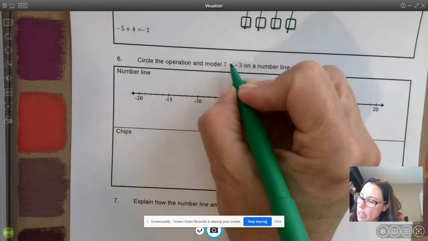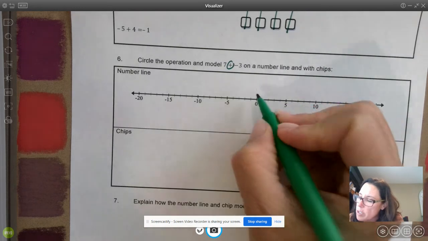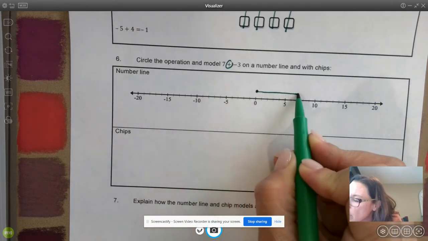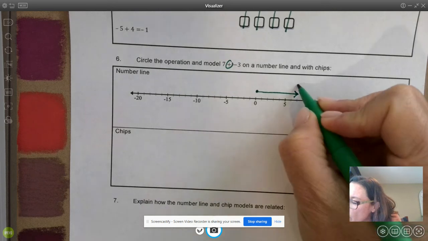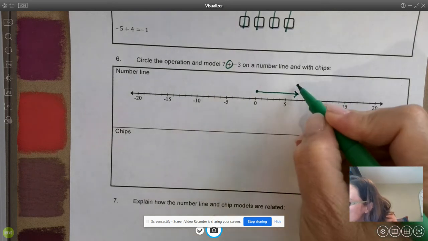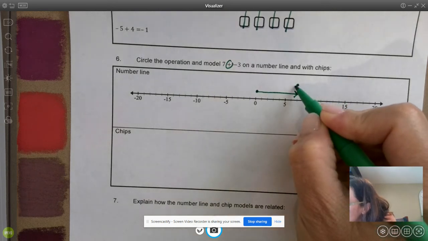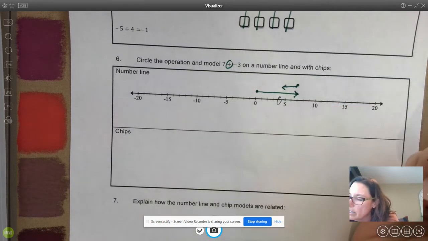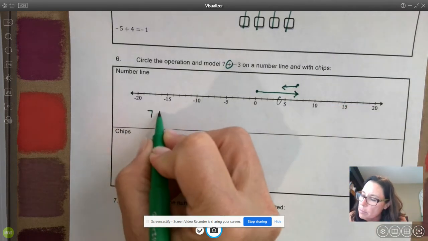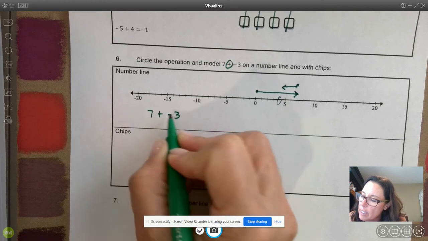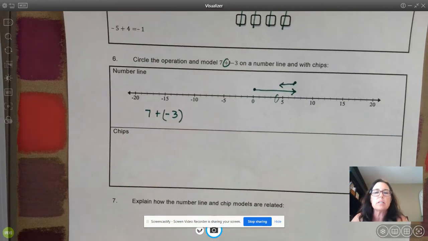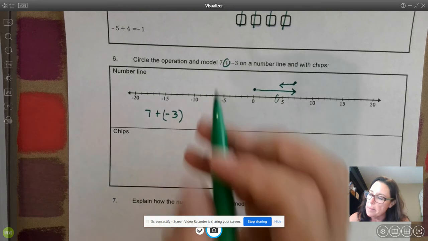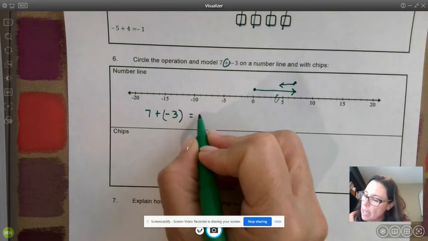All right, so we're adding on a number line. That means we start at 0. We're going to go 7 to the right, and then we're going to go 3 to the left. Okay, I'm landing at 4 here. Okay, so 7 plus -3. Sometimes you see those parentheses around it, sometimes you don't. Either way, it's the same. You're going to end up at 4.